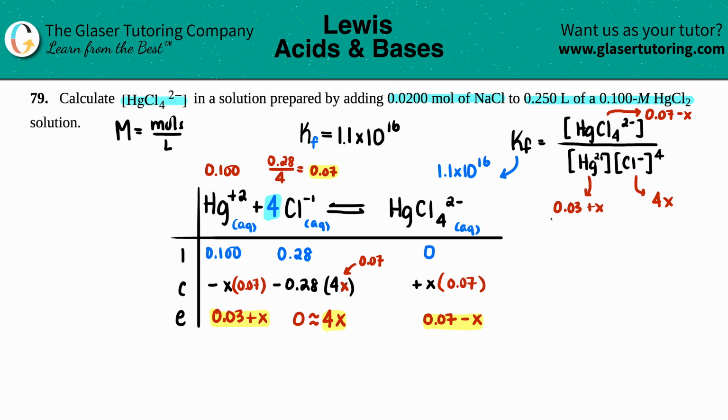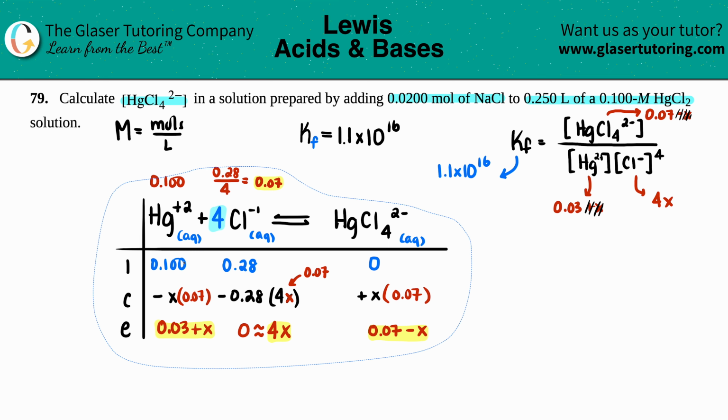But remember, we've been assuming here, and chances are we can because this Kf value is so large. So we're going to say that, remember, the x value is so small that basically it's going to just remain as 0.03. So I could get rid of this plus x, and I can get rid of this minus x, because the change, that x value, is probably so small that it's not going to change the value. So now I'm just going to move this over, and now we're going to actually do the math.